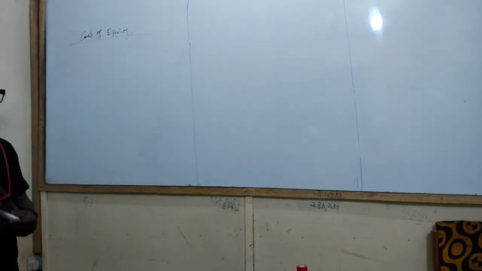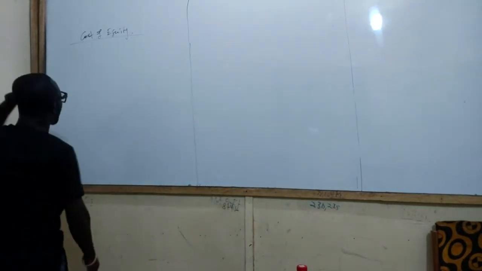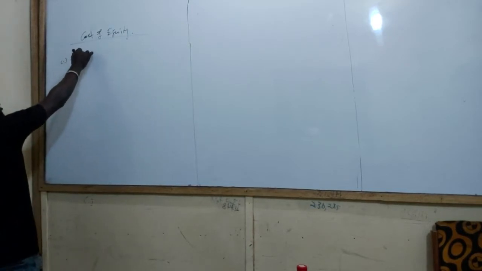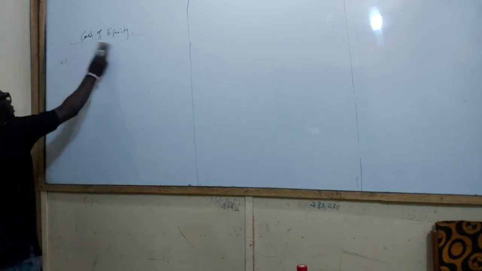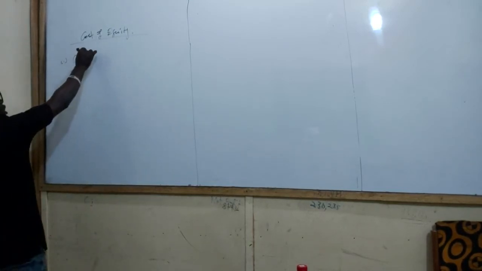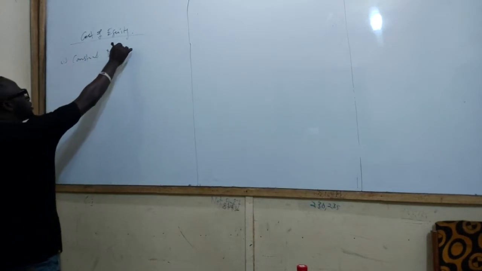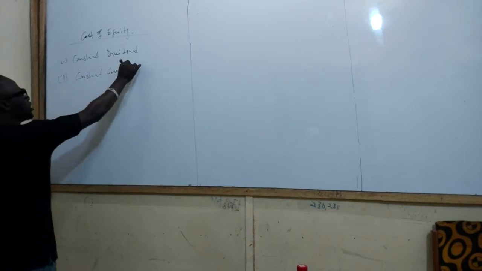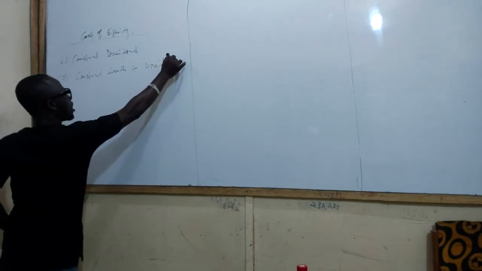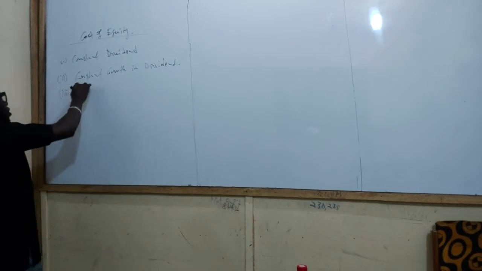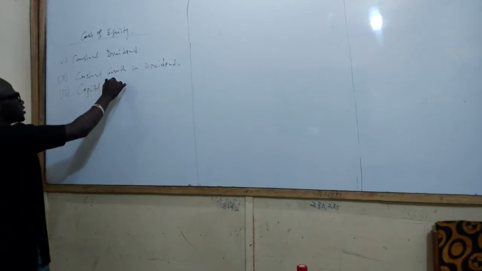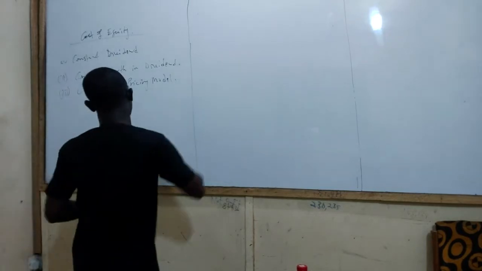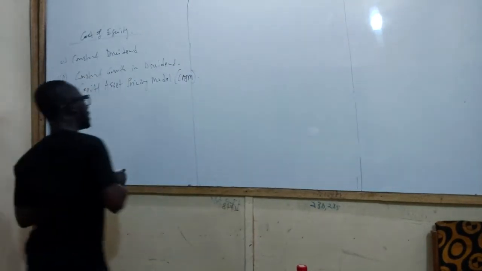Now, when it comes to determination of cost of equity, there are three ways we can calculate the cost of equity. The first is when there is a constant dividend. The second is when there is a constant growth in dividend. And the third is if we are using what we call the capital asset pricing model. So these are the three. I'm going to explain that.